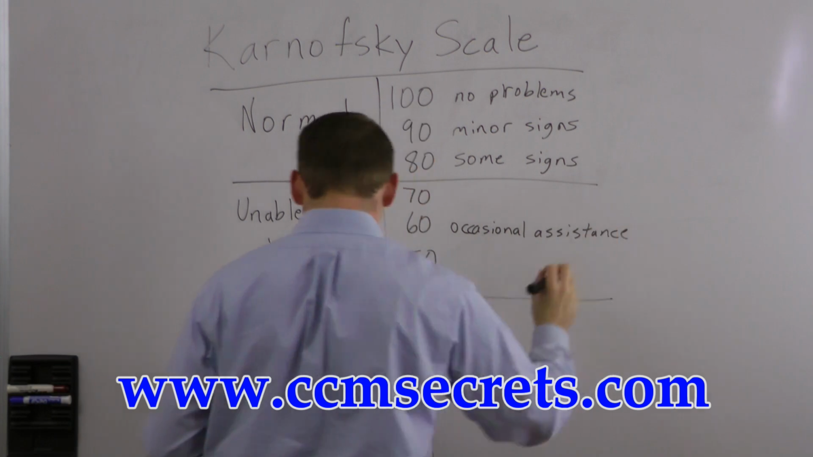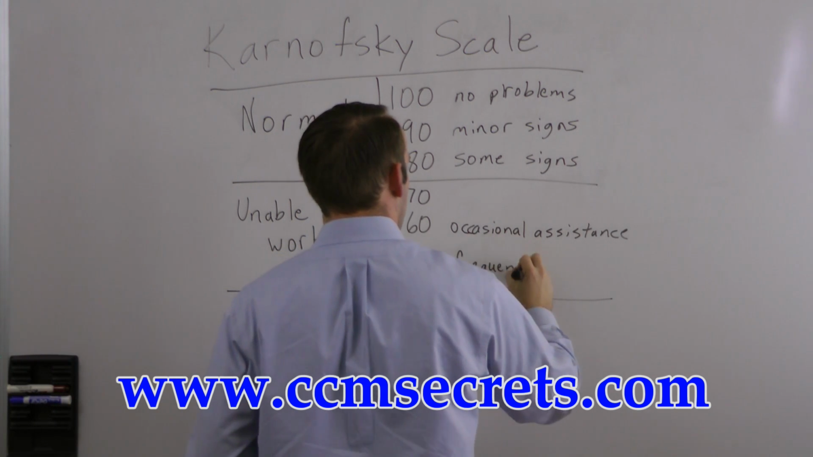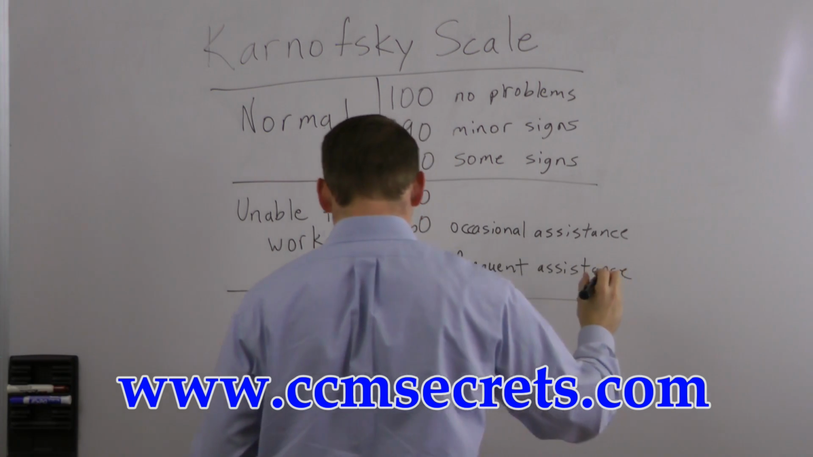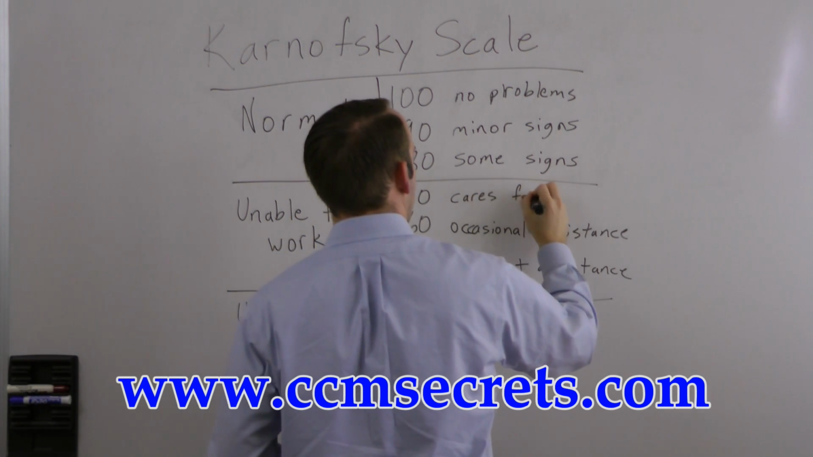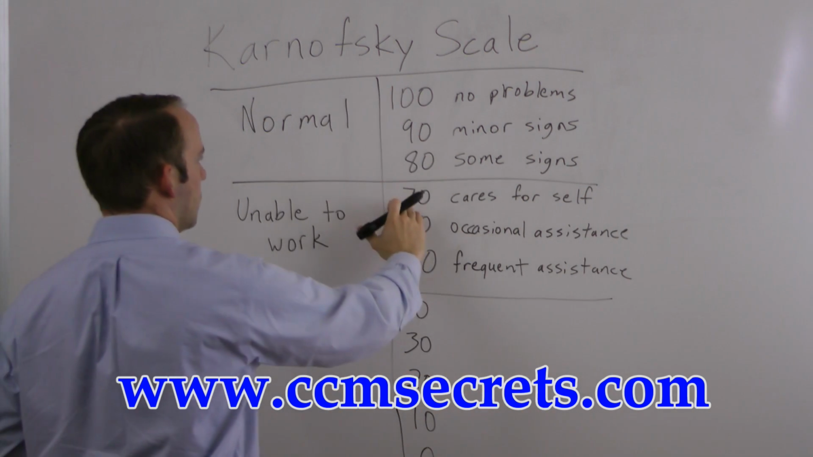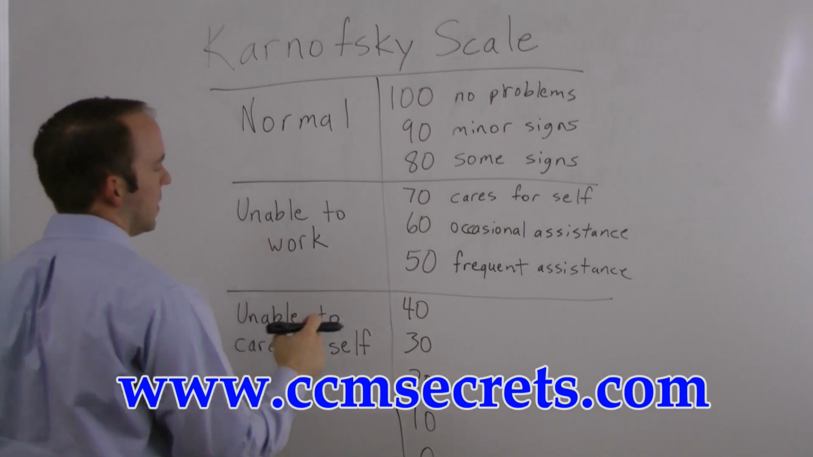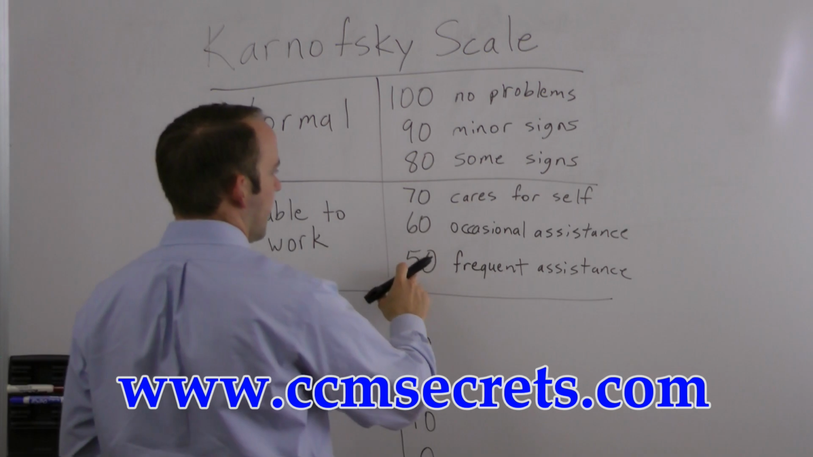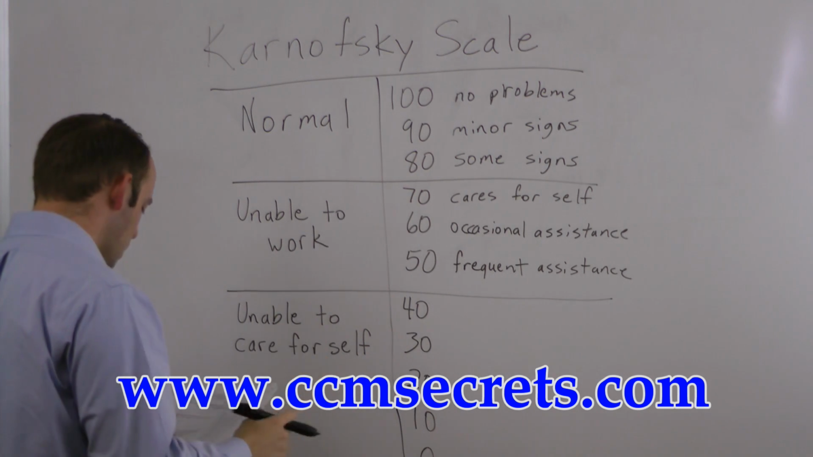Is necessary at this level. And here is going to be frequent assistance. And cares for self. And so, again, you're just one step away from normal with the 70. The 60, increased assistance is needed. No longer able to just do it by themselves. A 50, frequent assistance, and so again, the gradation, things are getting more severe.